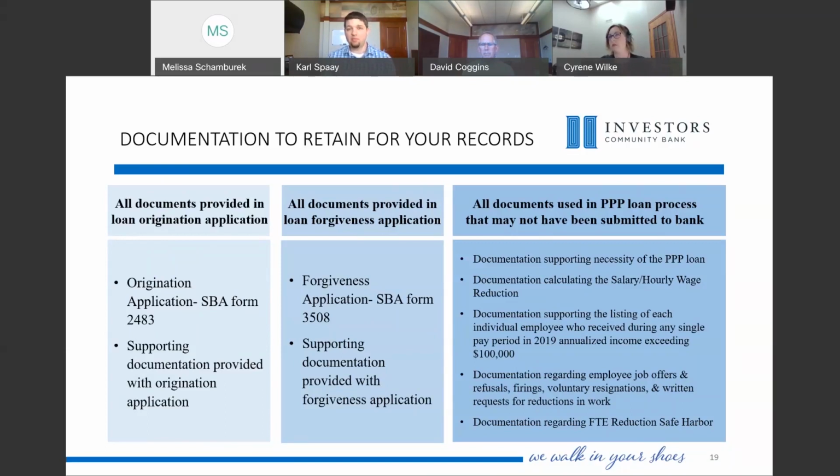The SBA has released guidance that this file of documentation needs to be retained for 6 years after the loan has been fully repaid, whether that is forgiveness. If it's fully forgiven, and as we've mentioned, that's what we hope to have for the vast majority of our customers, it'd be 6 years from the time that the forgiveness has occurred, or if there is a small portion that needs to be repaid as a loan, from the time the loan has been repaid, that would be the 6-year mark. Next slide.